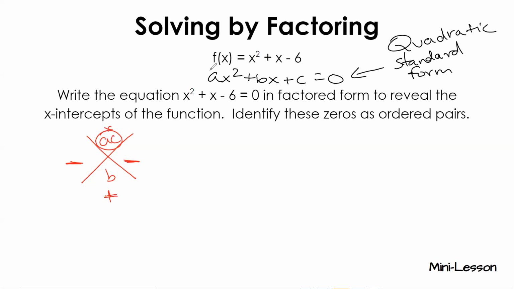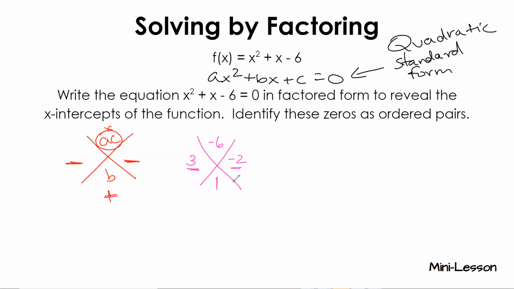So, for instance, all right. For our function, we're going to get A times C, which is going to give us -6. B is 1. So, what two numbers can I multiply together to get me -6, but add together to get me 1? 3 and -2. So everybody see where I got that from?